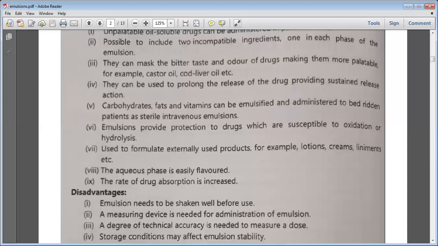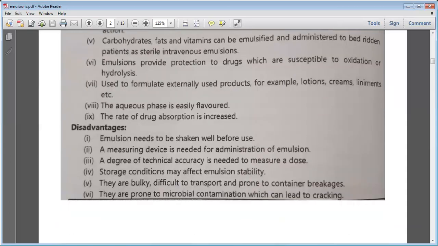So now you have seen the various advantages of emulsions. Now you are going to see the disadvantages of emulsions. Every pharmaceutical preparation will have its own advantages and disadvantages.